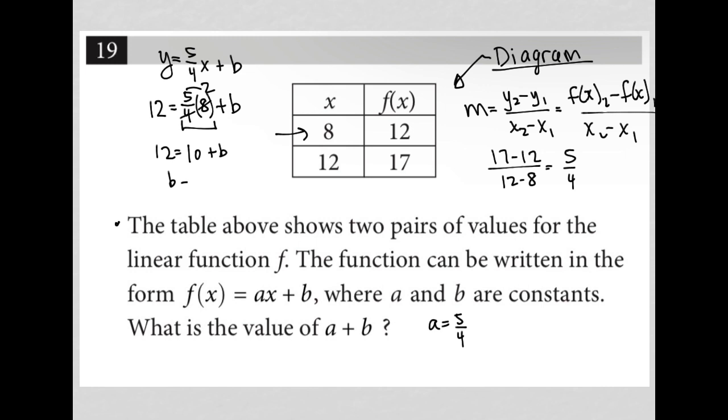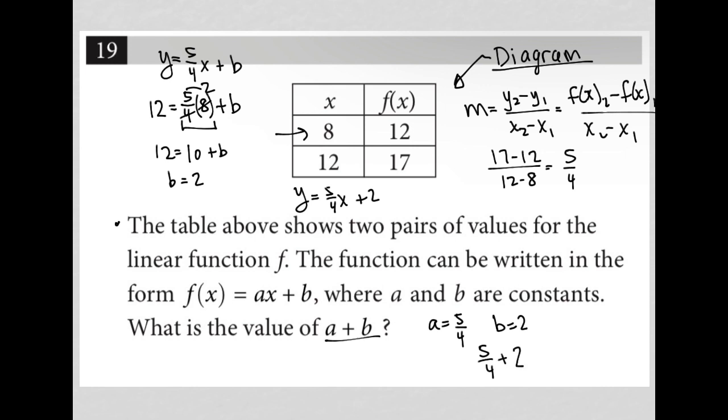Obviously, in this case, then b is 2, right? Subtract 10 from both sides. So now I know that my equation is y equals 5/4 x plus 2. And more importantly, I know that b is equal to 2. The question wants a plus b, so I have 5/4 plus 2.